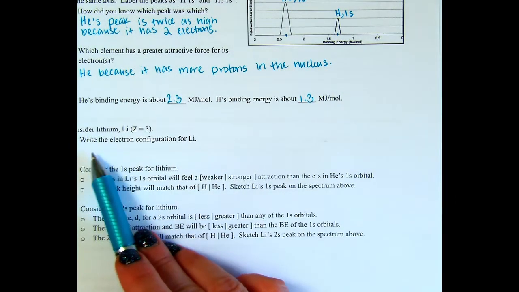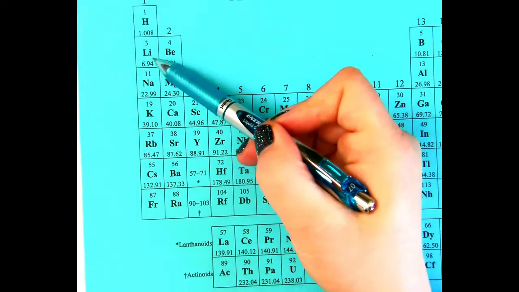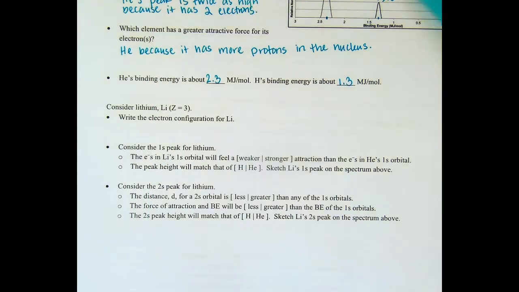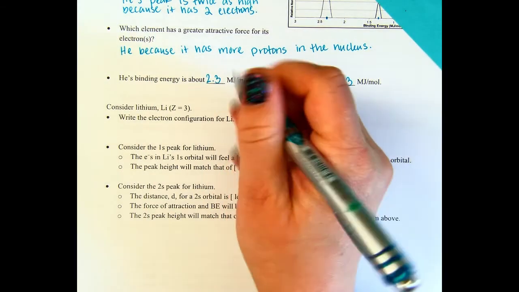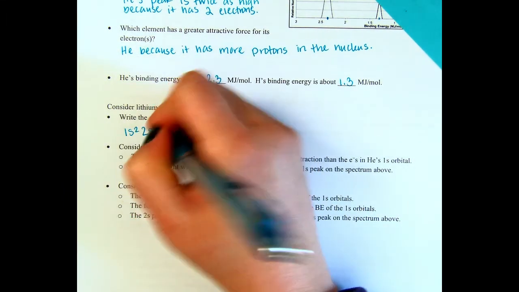Now let's go ahead and consider lithium. So Z equals 3. Right here, atomic number 3, lithium. It's got 3 electrons, 3 protons. Write the electron configuration for lithium. That one's pretty simple: 1s2, 2s1.